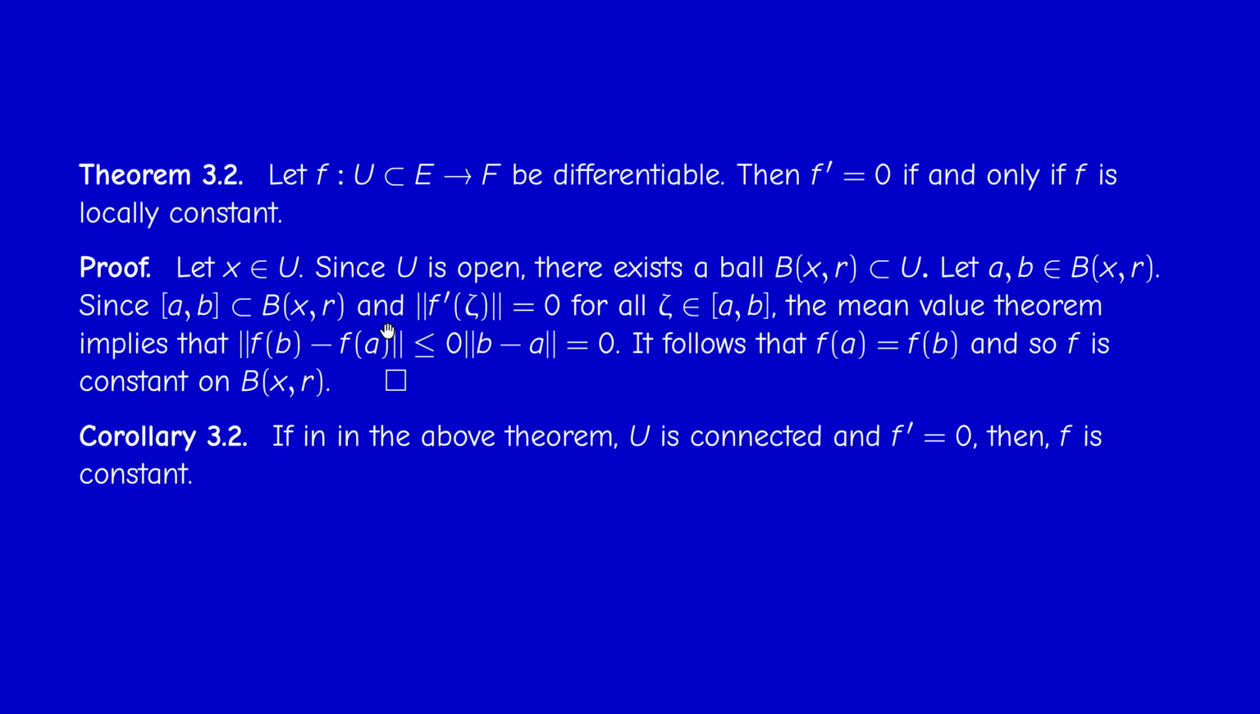So this proves that f is locally constant. So this is one implication. The other one, I did it orally: local constancy implies derivative 0.